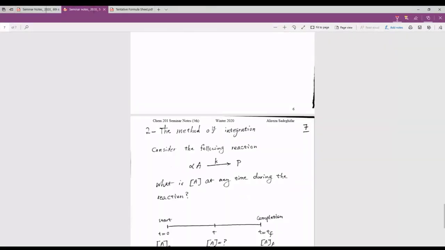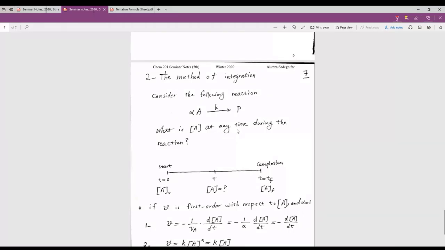Sometimes for a reaction, for example, consider this reaction: alpha A goes to products, and k is the rate constant. Sometimes we need to find a relationship between the concentration of A at any time during the reaction and time. So how A changes over time. We need to find that relationship.